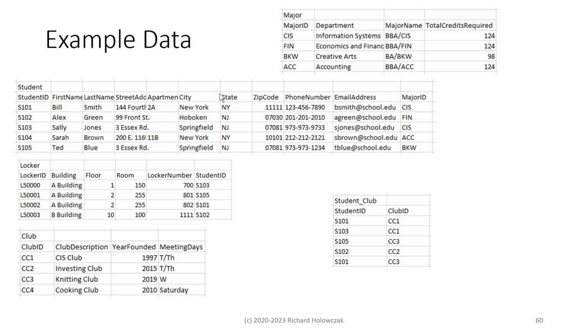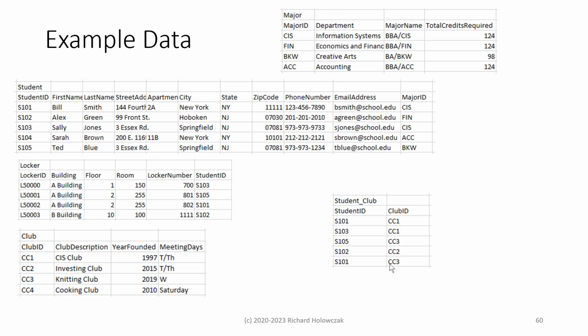As before, I wanted to provide a little bit of sample data. Here we can see some majors with their major IDs, and we can see some students. And check it out. The major ID is the foreign key, so we see that Bill is a CIS major, Sally is a CIS major, Alex is majoring in finance, Sarah's majoring in accounting, and so on. If you're interested in what clubs they signed up for, here's some club IDs. CC1 is the CIS club, and so on.